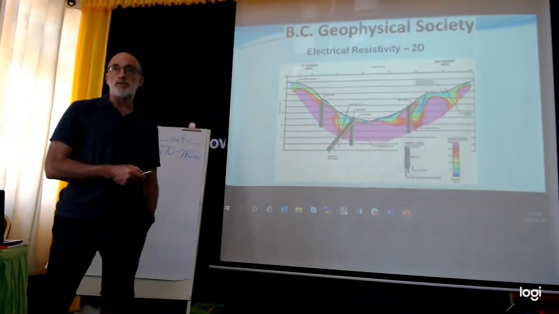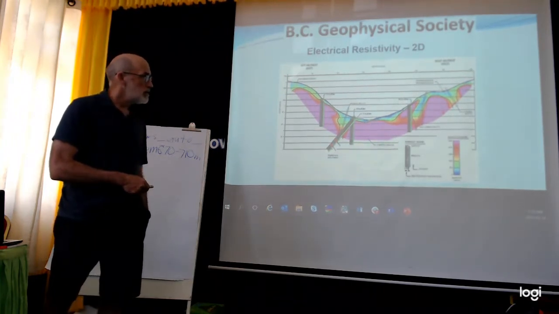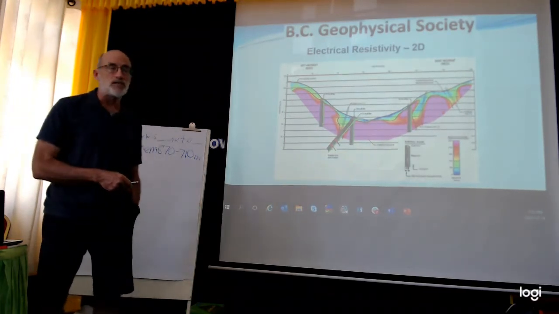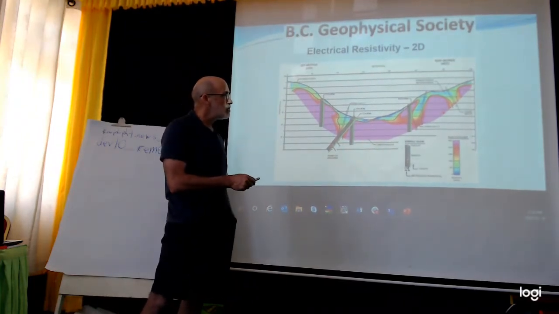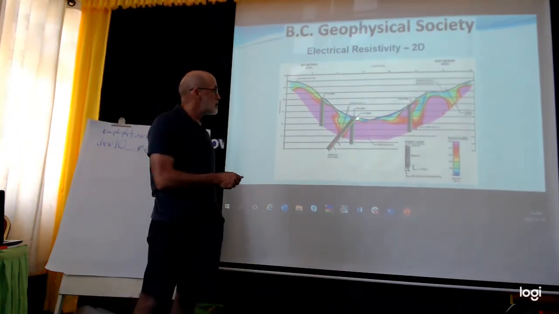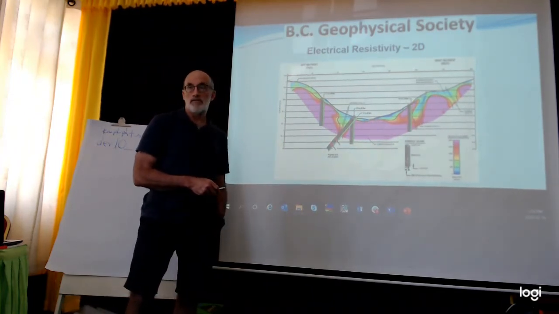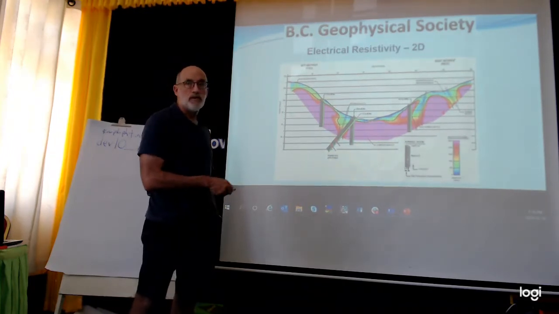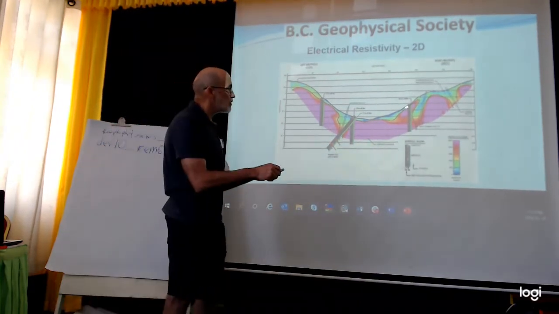So this was construction of a dam for a mine. We did a 2D electrical resistivity line and found the fault zones. It's a weak zone, right? So they drilled holes. For a mine, what they used to do is grout the bottom of the dam, grout with concrete. They fill concrete in.